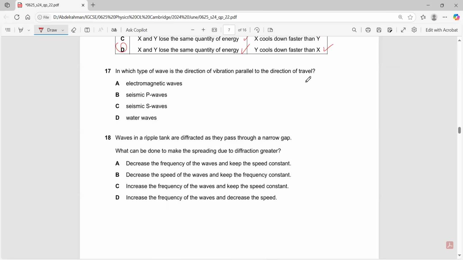In which type of wave is the direction of motion parallel? This is the longitudinal waves, which are the seismic P waves, right?